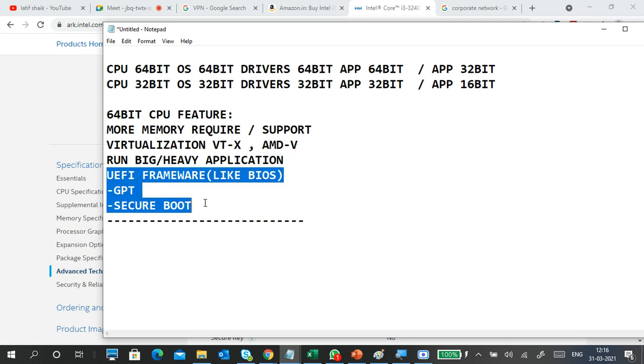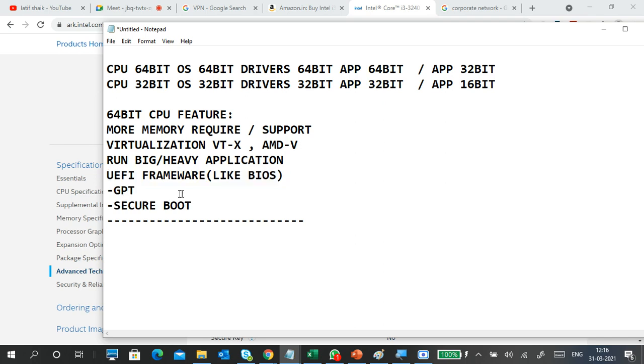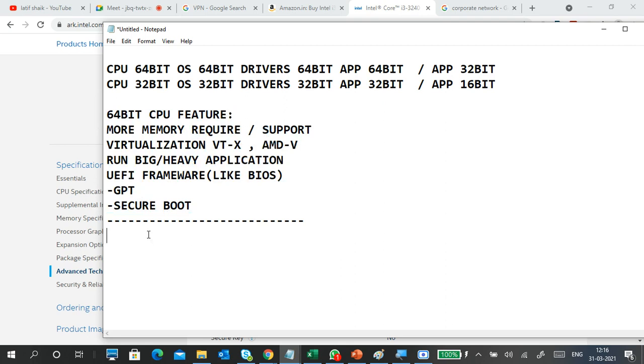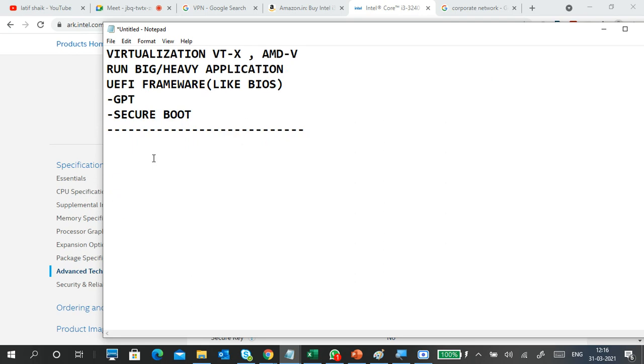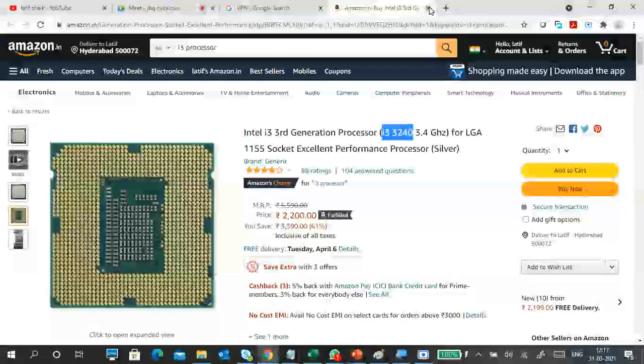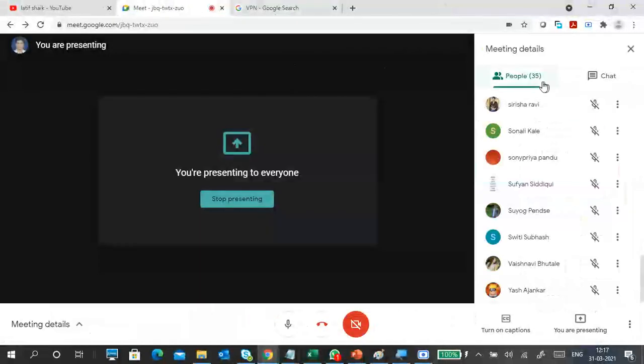64-bit also supports UEFI firmware, unlike the BIOS firmware we were using. UEFI supports GPT, the GUID partition table, and secure boot. So these are the things about your basic CPU. One or two troubleshooting things we will also discuss.